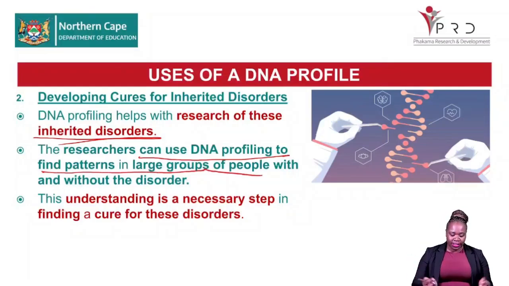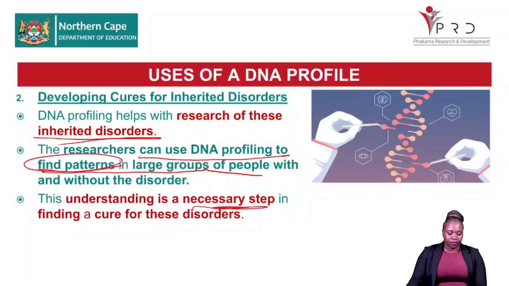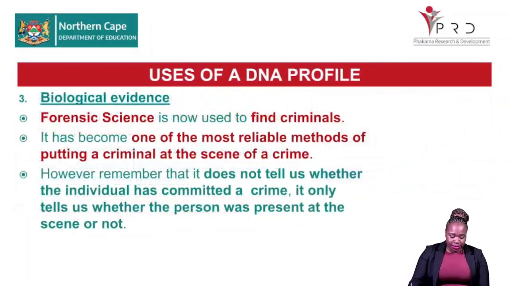So as they are looking at these patterns, they will be able to understand how the disorders occur and also try to find ways in which they can get the cures for this, right? So the understanding is necessary in the finding of cures for the disease. And then biological evidence in forensic science, we can be able to use this to find criminals, right?